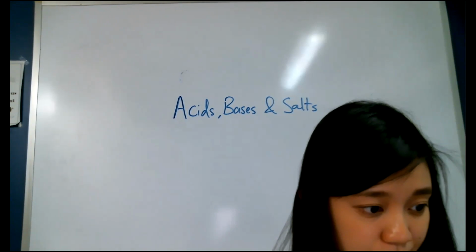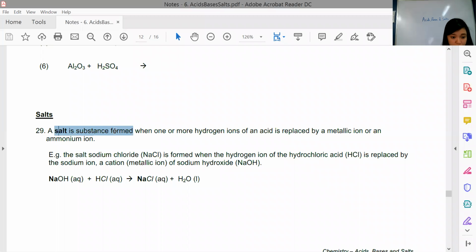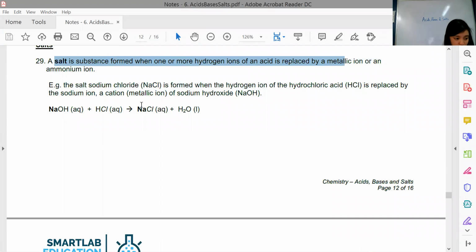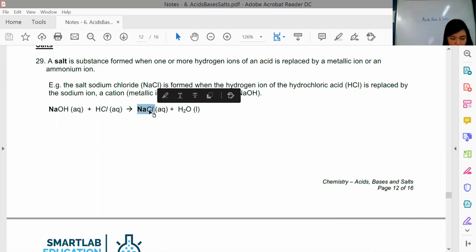Next, let us look at the preparation of salts. A salt is a substance formed when one or more hydrogen ions of an acid is being replaced by a metallic ion or an ammonium ion. For example, the salt over here, sodium chloride, has the cation of your hydroxide here, as well as the anion of your acid over here.